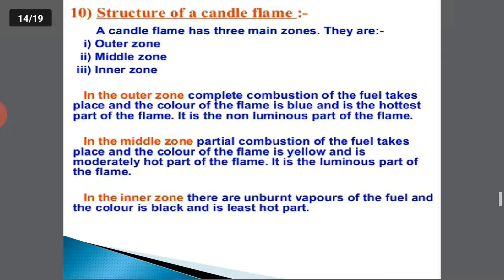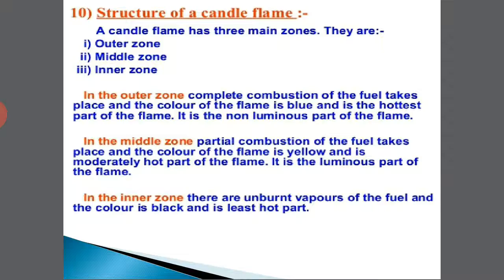Structure of a candle flame. A candle flame has three main zones. They are outer, middle and inner. In the outer zone, complete combustion of fuel takes place and the color of the flame is blue, and it is the hottest part of the flame. It's a non-luminous part of the flame.